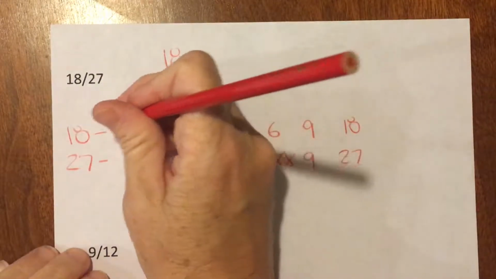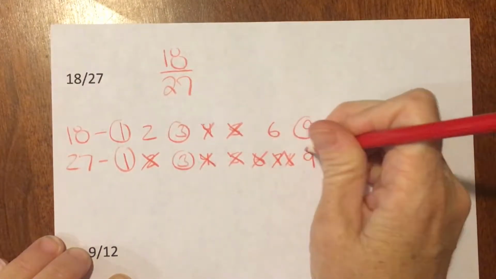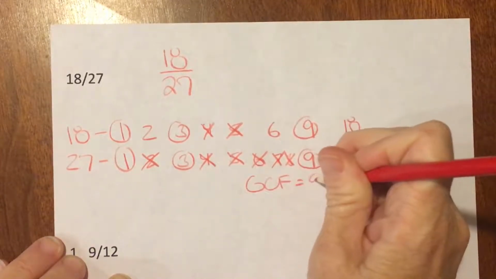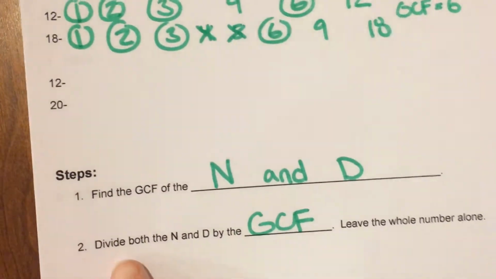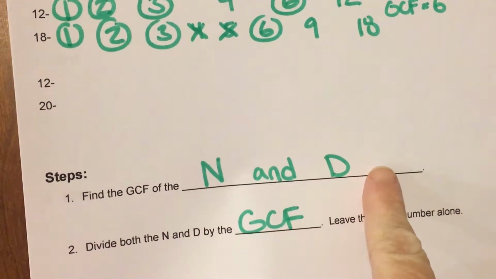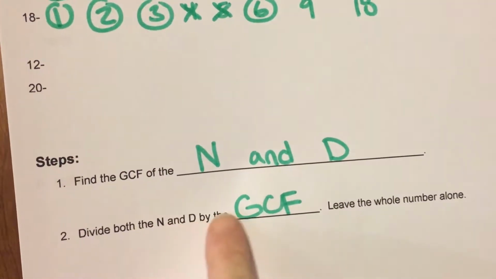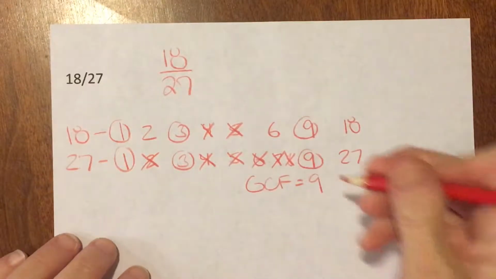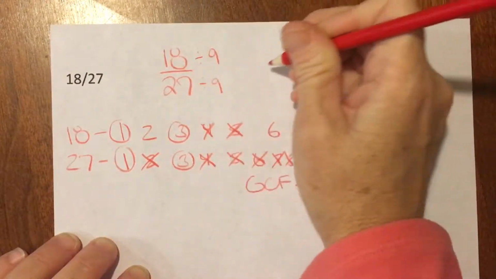So my common factors are 1, 3, and 9, which means my GCF is 9. So that was step 1: find the GCF of your numerator and denominator. Now I'm going to divide both the numerator and denominator by the GCF. So I'm going to come up here and say divided by 9.